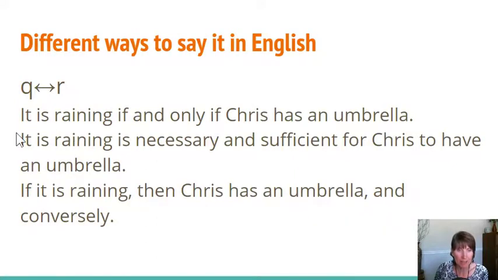And there's, again, different ways to say this in English. It is raining if and only if Chris has an umbrella. It is raining is necessary and sufficient for Chris to have an umbrella. If it is raining, then Chris has an umbrella, and conversely, and vice versa. So a variety of ways to say the biconditional operation in English.